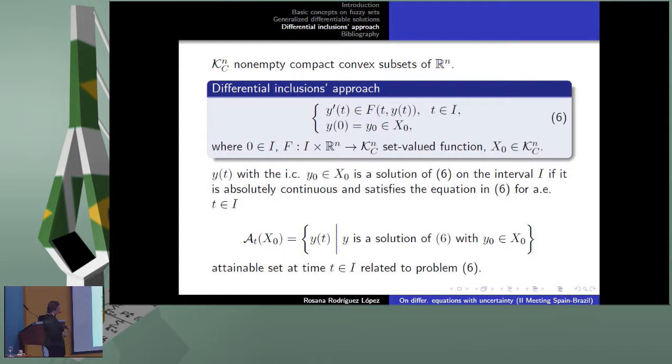So why use the differential inclusions approach? So the idea of differential inclusions, well, here I have written for the case of n-dimensional. The advantage of differential inclusions is that when you are applying this approach to a fuzzy problem, you don't need the notion of differentiability for functions with fuzzy values, because all the derivatives that appear there are classical ones. So this derivative is not a derivative under the cases of the previous definitions. This is a classical derivative. So it's much easier to compute.